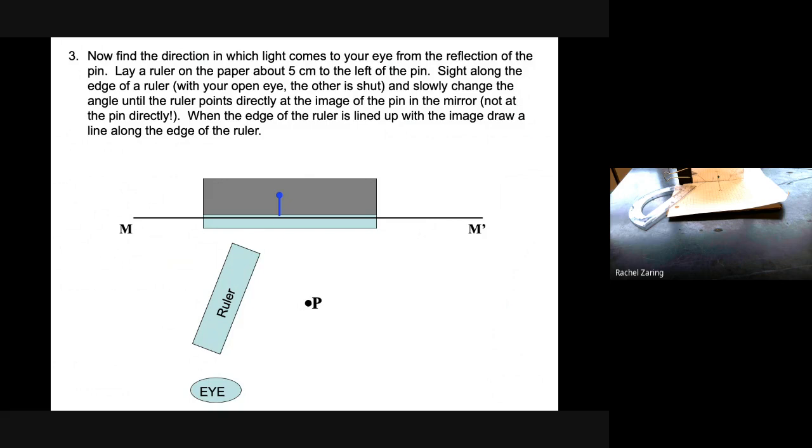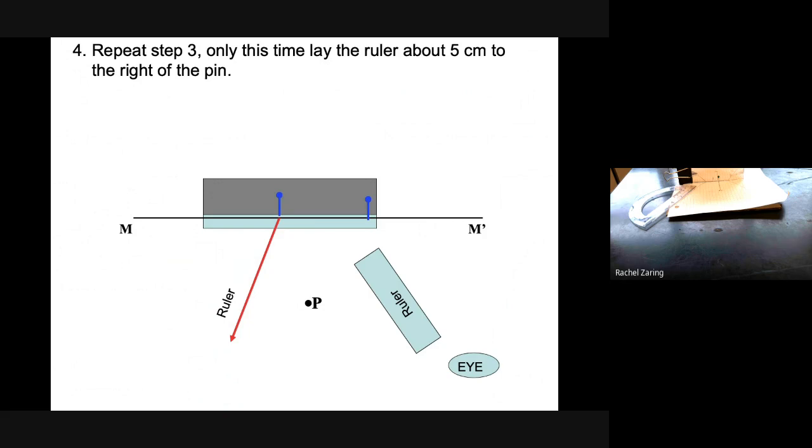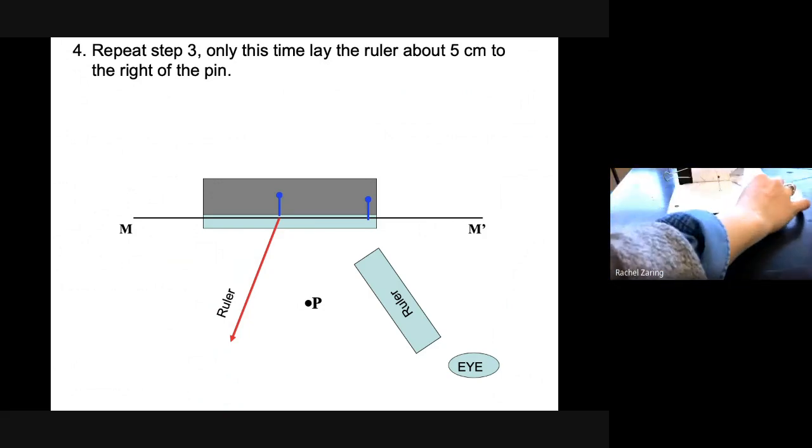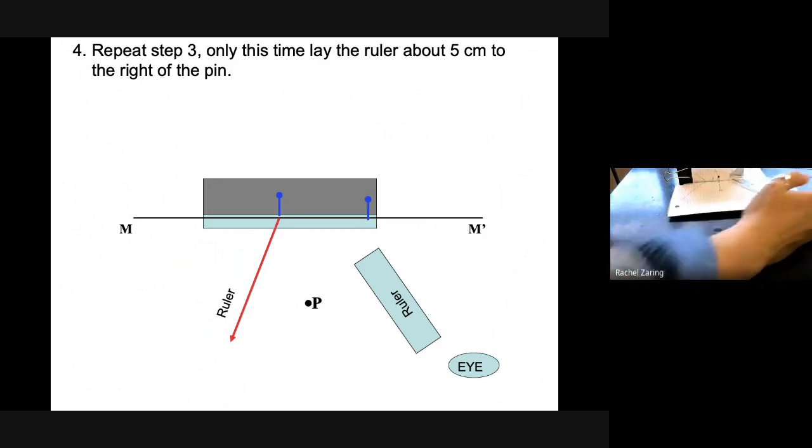So there's the image that you see. There is the reflected ray that you are drawing from your eyeball across the straight edge of the ruler. You're then going to repeat this step, but now you're going to move your ruler about 5 centimeters to the right of the pin. Do the same thing.